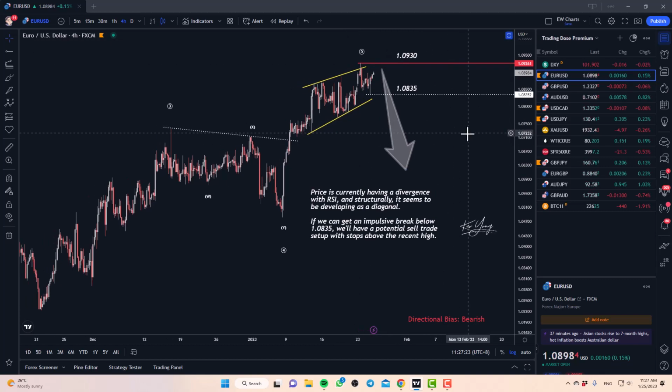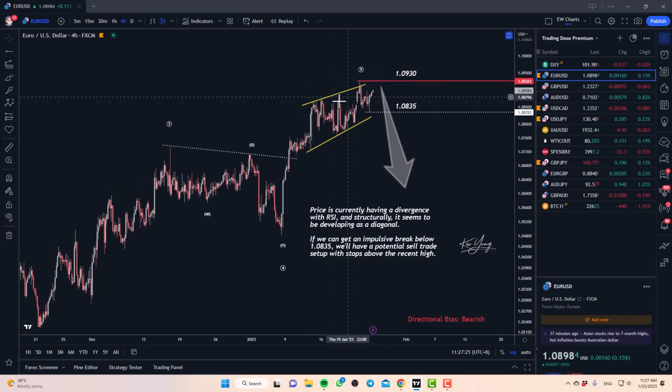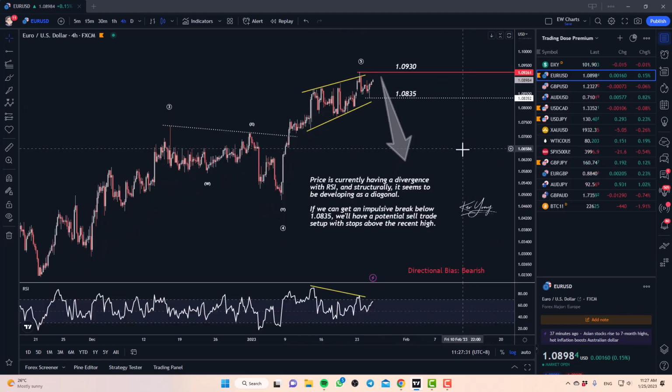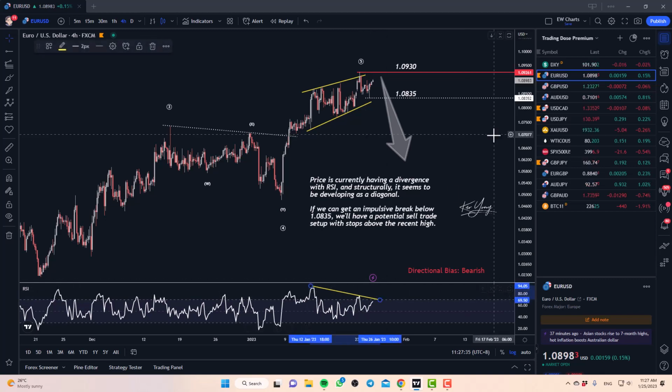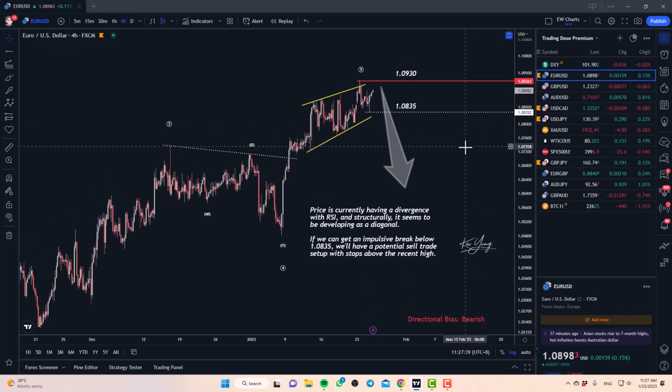And right now, in terms of the euro dollar over here, we're seeing a similar pattern where the market is going higher in a very corrective manner. We call this a crawl. If you put in your RSI, you can see a very decent divergence as well, which again indicates a lack of momentum to the upside and a potential reversal.